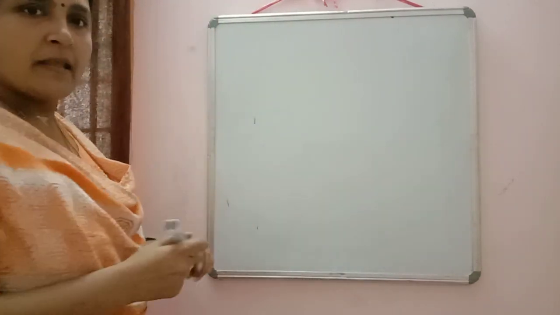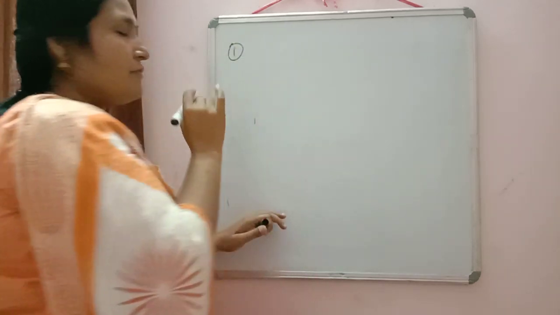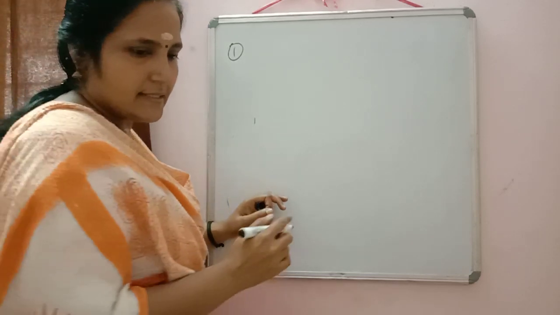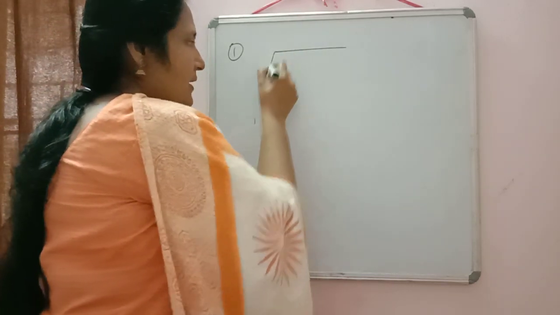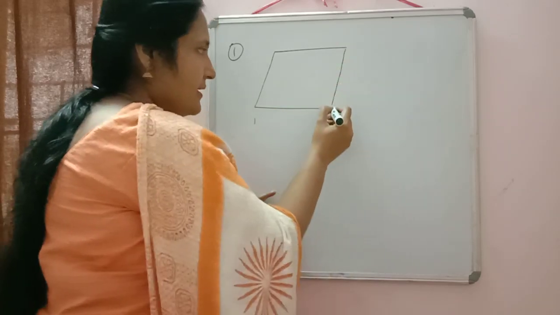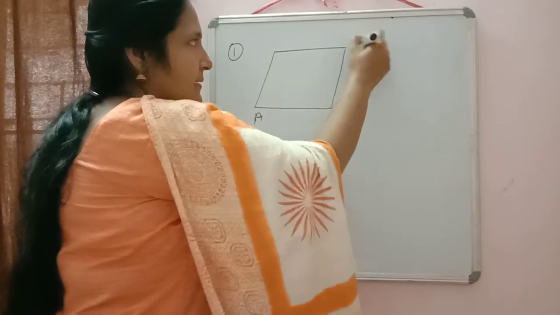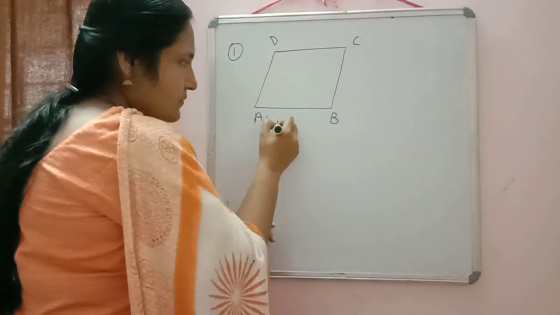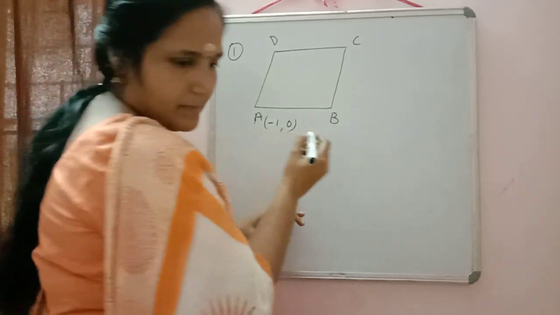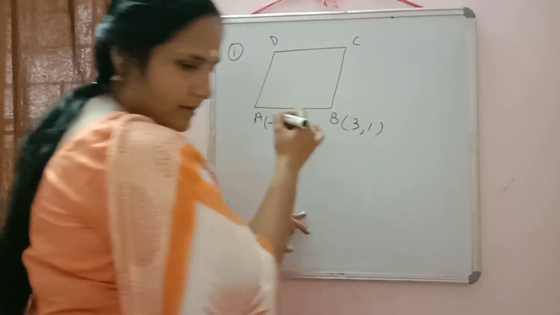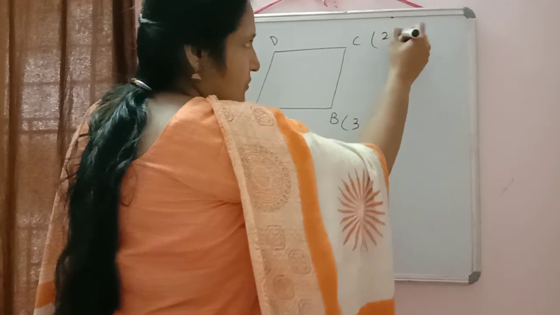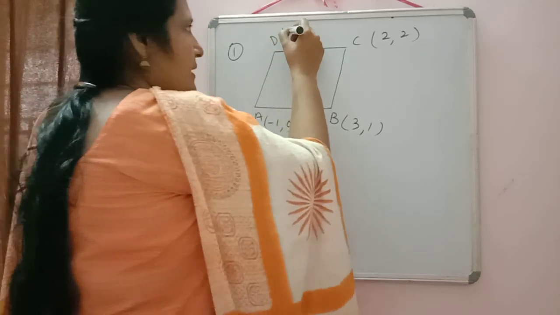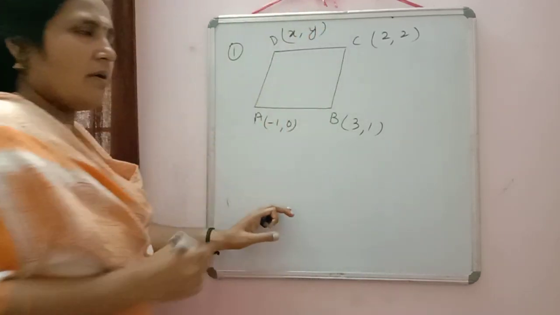So first one, again I'll say if you will draw the diagram, it will be easy for you to understand. Three vertices of a parallelogram. Whenever you are drawing a parallelogram, the points will be written in order only, not of our choice. A, B, C, D taken in order are A(-1, 0), B is given as (3, 1), C as (2, 2). And coordinates of D we have to calculate. So suppose I am taking the coordinates of D as (x, y).